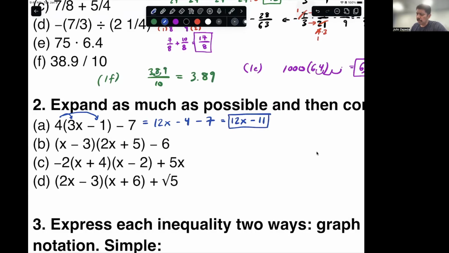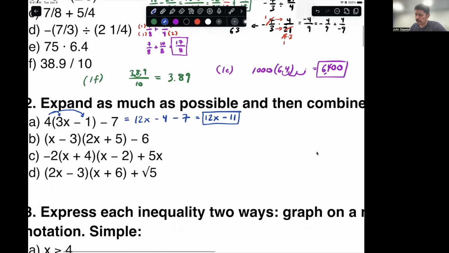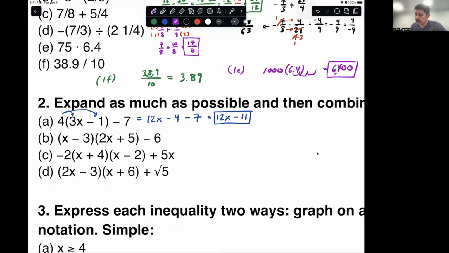So we have 12x minus 11 as our answer. Okay. What do we do if we have a set of parentheses next to another set of parentheses? Well, what we really should do, so let me show this a long way, I guess, is multiply this entire set of parentheses into the first term, 2x, and then again to the 5. So here we would have 2x times the x minus 3 plus 5 times the x minus 3. I distribute that x minus 3 to each of the terms, 2x and 5. And then there's a minus 6 that I'll just carry over.